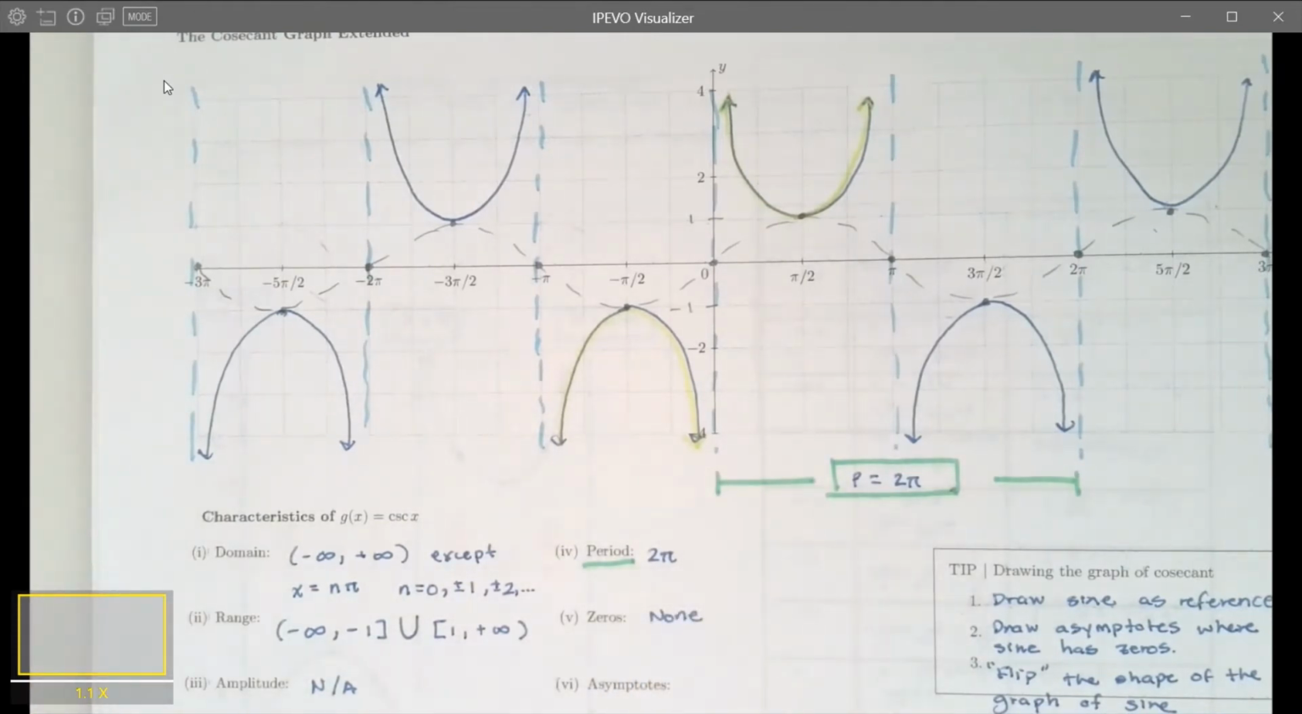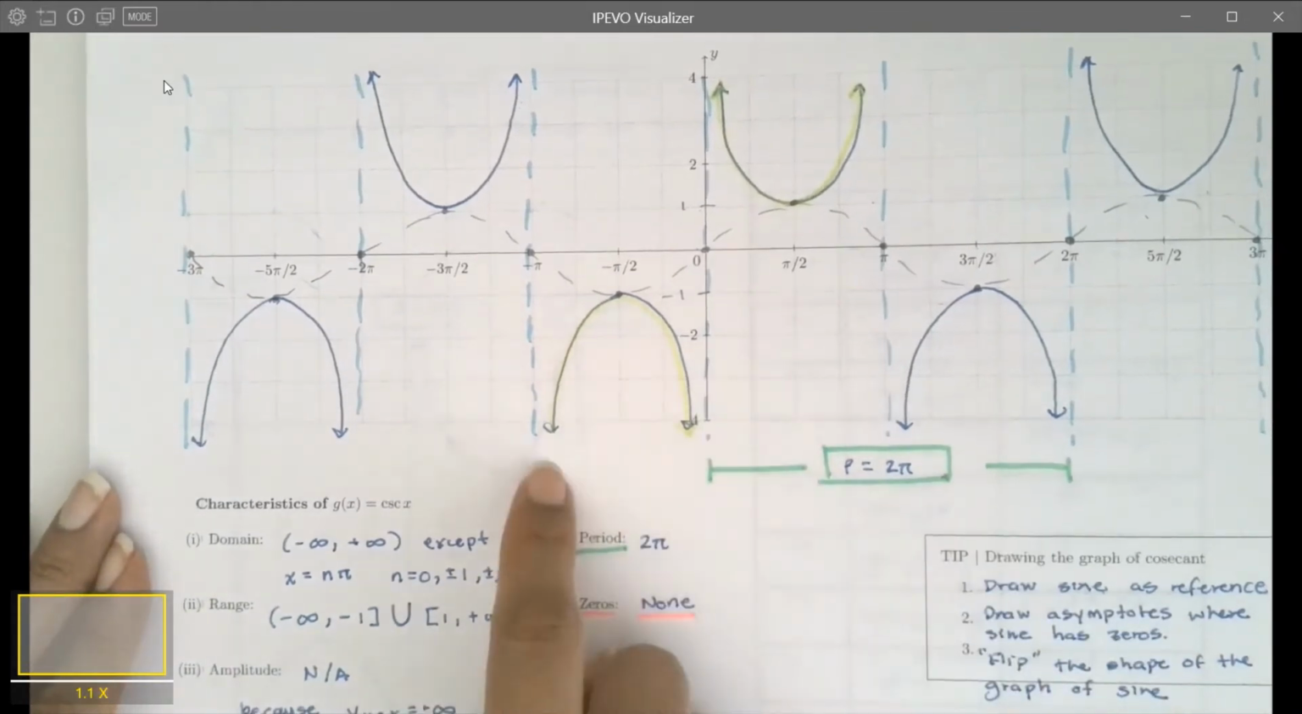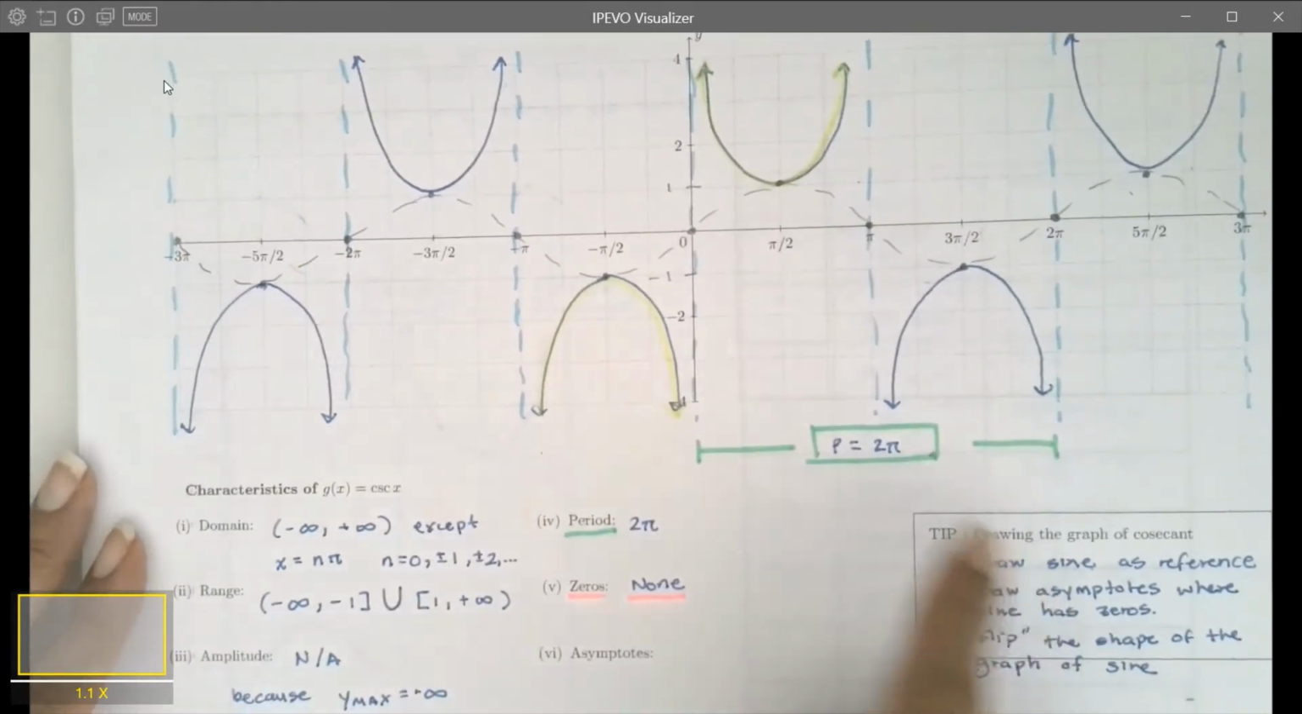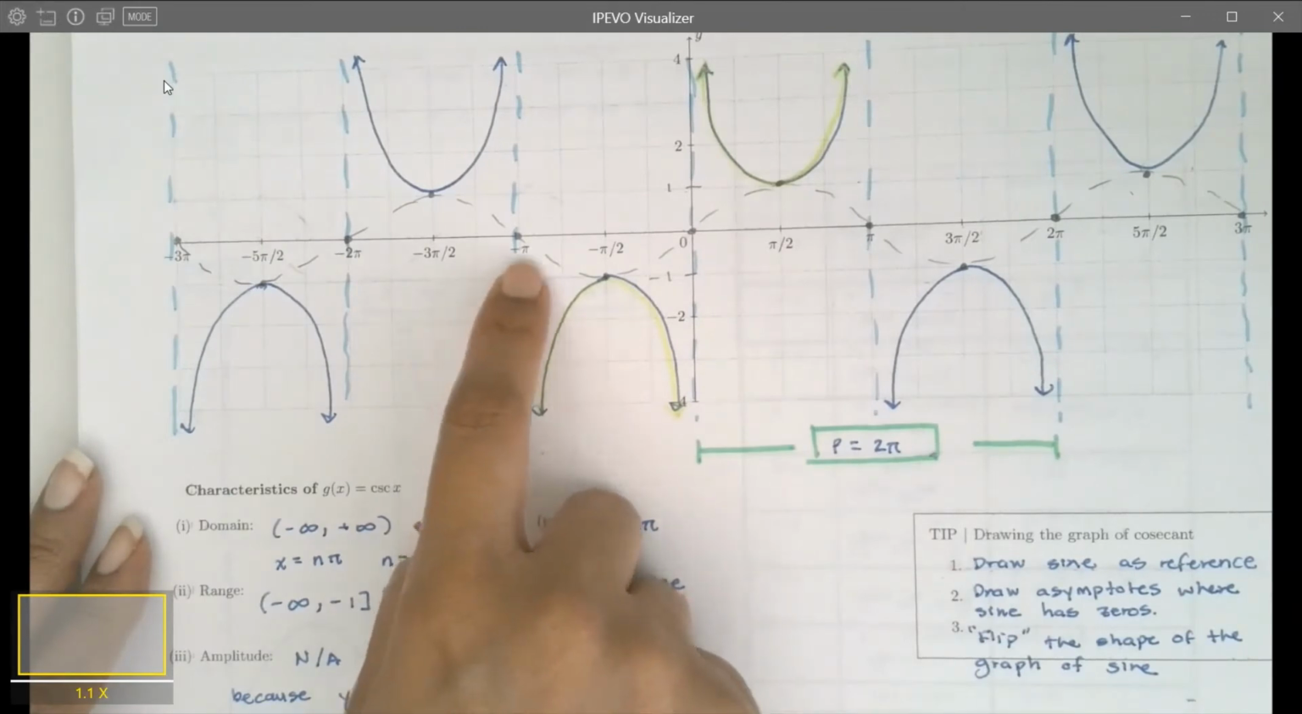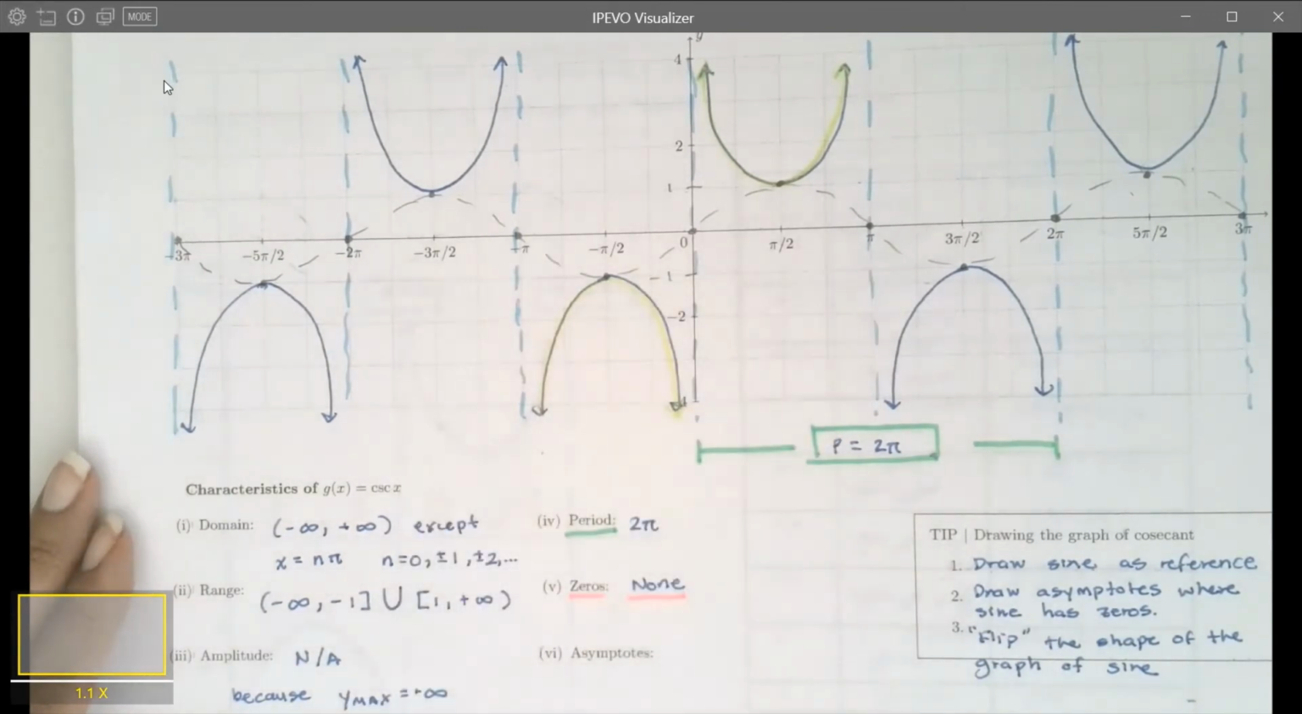And finally we have asymptotes. Asymptotes are present. They happen wherever sine has zeros. So those would be at multiples of pi. Okay, so the asymptotes are going to be given by x equals n pi, where n could be 0, plus or minus 1, plus or minus 2, and so on and so forth.